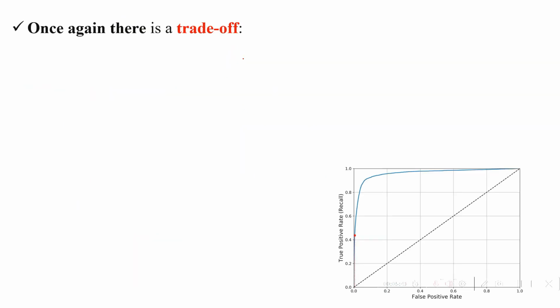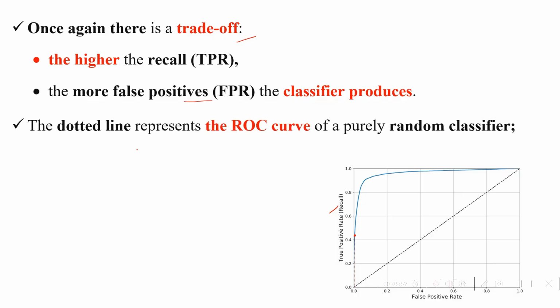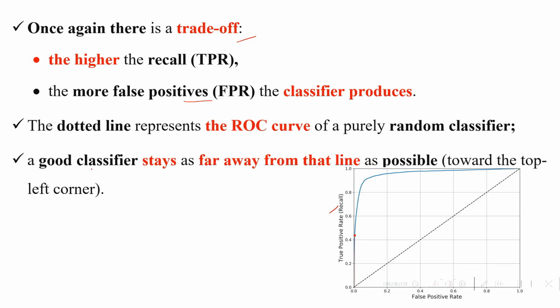Once again, there is a trade-off. The higher the recall value, the more false positives the classifier produces. The dotted line represents the ROC curve of a purely random classifier. So a good classifier stays as far away from that line as possible.